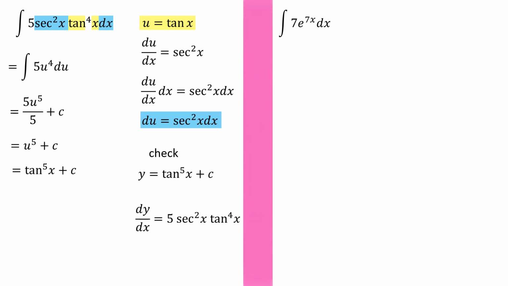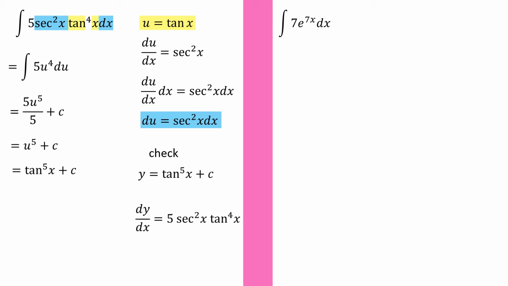So sure enough, it works. When I took my answer and took the derivative of that answer, I got 5 times secant squared x times tangent to the 4th power x, which was what was inside the integral. Okay, let's do one last example here. Integral of 7 times e to the 7x dx.